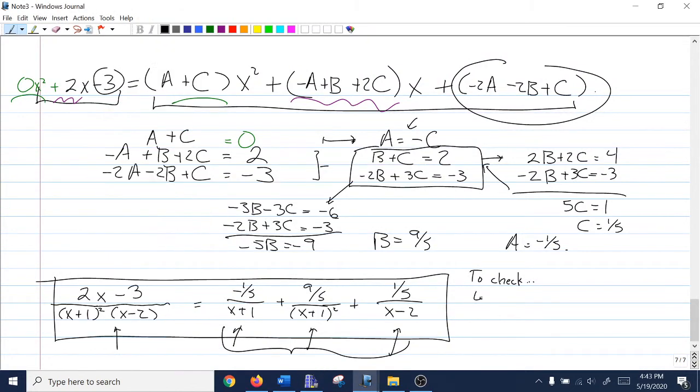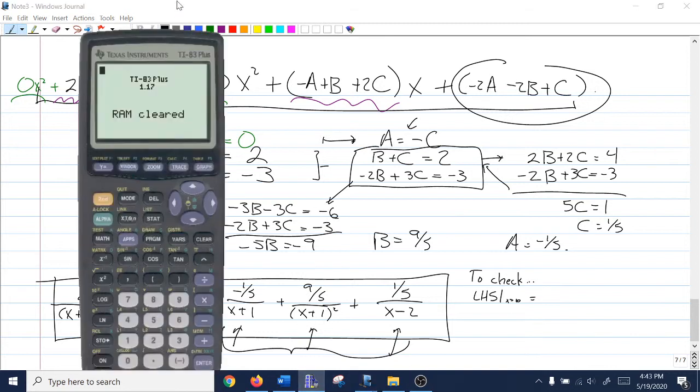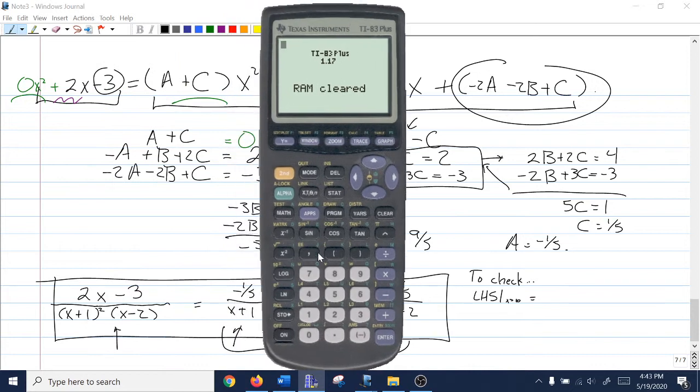So the left-hand side, evaluated at x equals 10, gives me 20 minus 3 is 17. This is what I mean. It's easy to plug in 10 because it's easy to multiply by 10. So I get 17 divided by, what's the bottom of the fraction? 10 plus 1 is 11 squared times 10 minus 2 is 8. So when I plug 10 into the left, I get this, 0.0175.